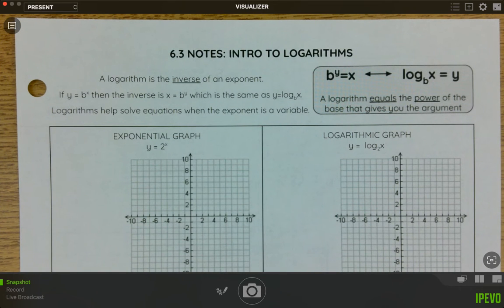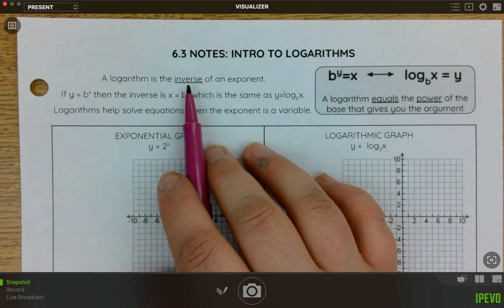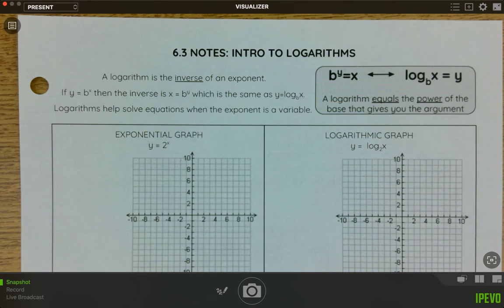Welcome to the 6.3 notes. Today we're going to learn about something called a logarithm. Logarithms are super exciting because we now have a way to do the inverse of an exponent. We can do the inverse of the exponent if we know what it is, like the inverse of a third power is the cube root.